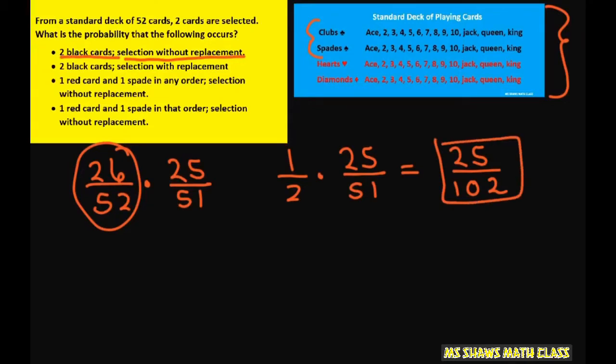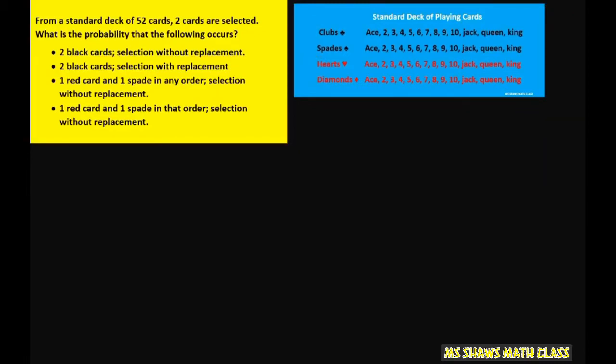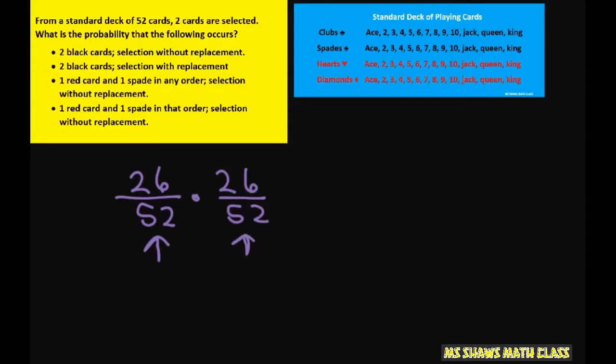Now we're going to do the same thing with replacement. So with replacement, we have 26 divided by 52 times 26 divided by 52, because you put the card back in. So the options are the same. These are called independent events. And basically that means 1/2 times 1/2, which equals 1/4. A lot easier to get that choice. You have a 1/4 chance of getting 2 black cards.